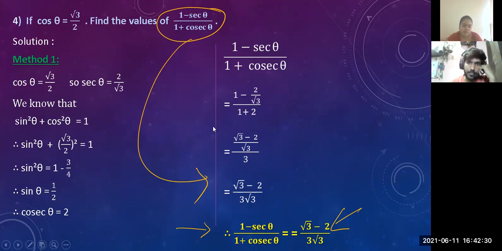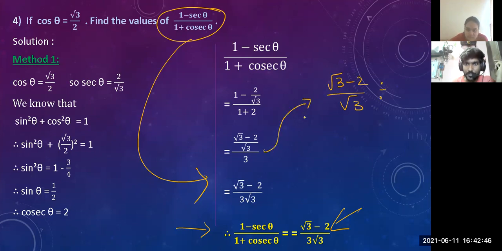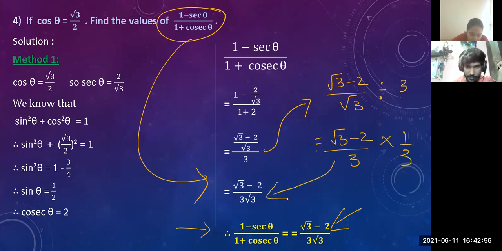Where is that step in which you've written root 3 minus 2 upon 3 into 1 upon 3? Okay. That step is not written in this. I will write it. Root 3 minus 2 upon root 3. It will come after this, divided by 3. And after this, root 3 minus 2 upon 3 into 1 upon 3. After that, this.